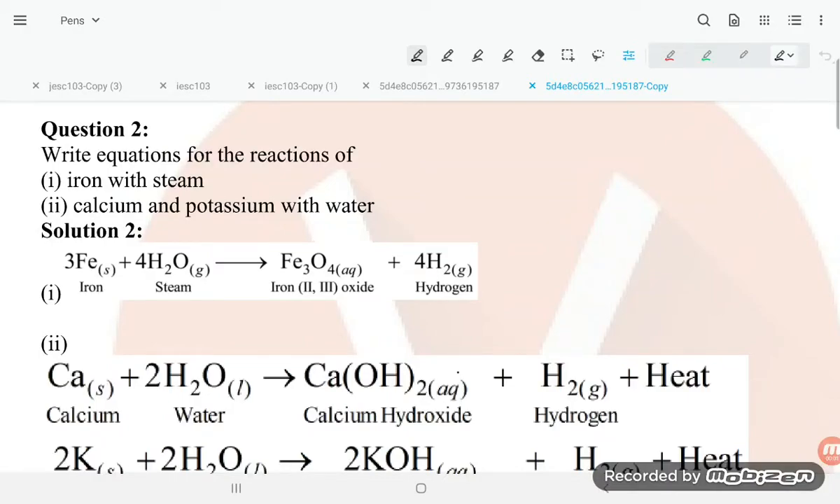Hello students, let's see one problem. The problem is: write the equation for the reaction of iron with steam, and calcium and potassium with water.